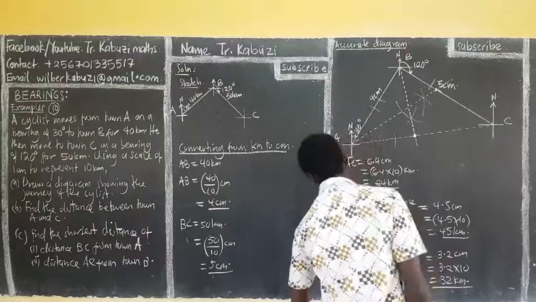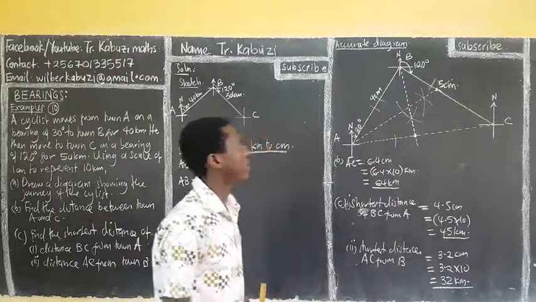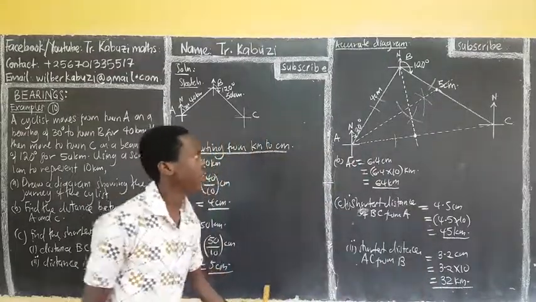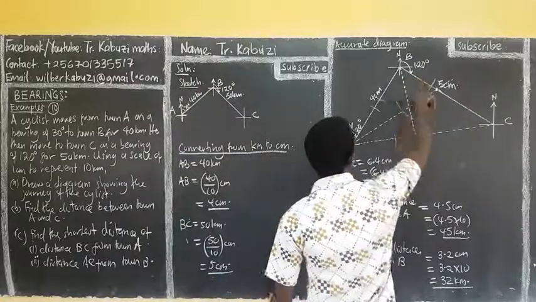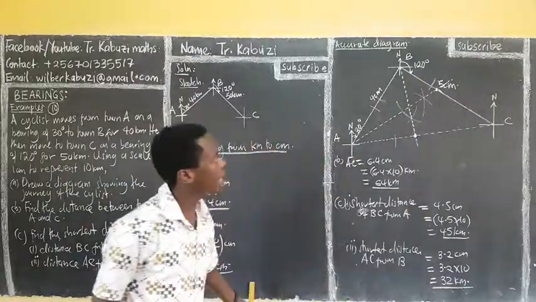Okay, so that's it, members. That's how we handle the shortest distance cases. You bisect these two, then you build a perpendicular from there.